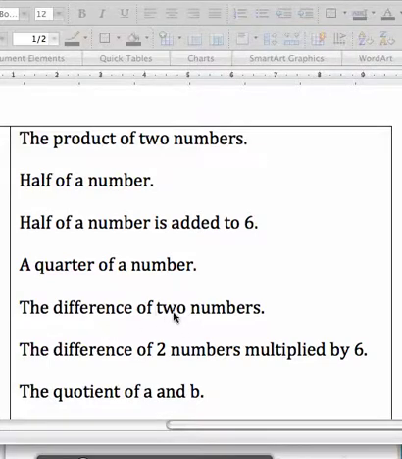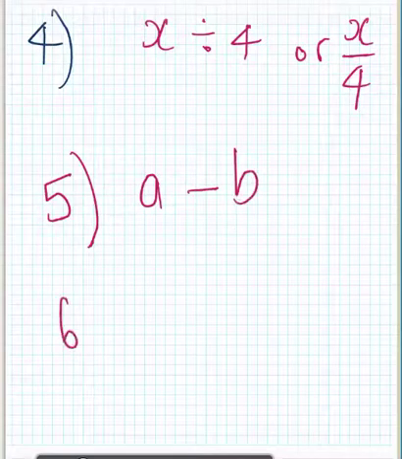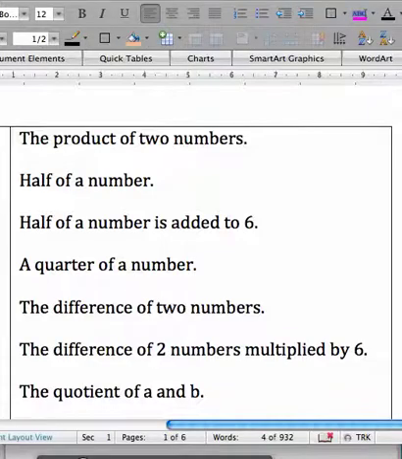Next one, difference of two numbers. Difference means take away. So for number 5, we have A take away B, done. So next one, number 6, difference of two numbers and then multiply by 6.